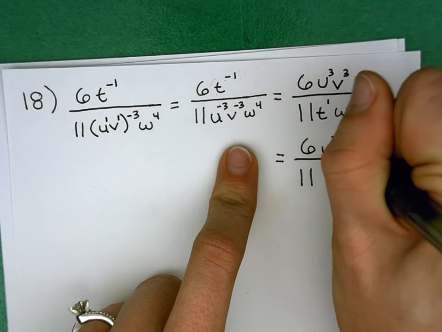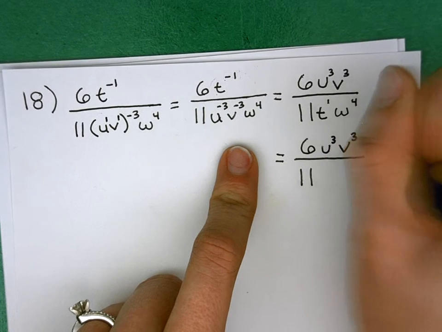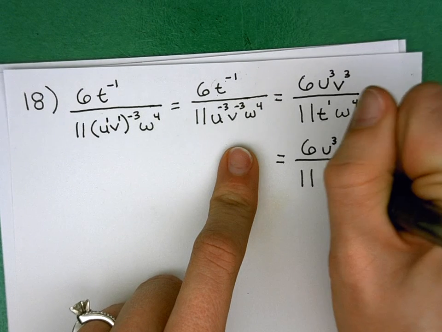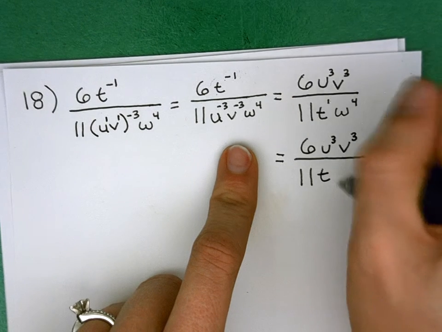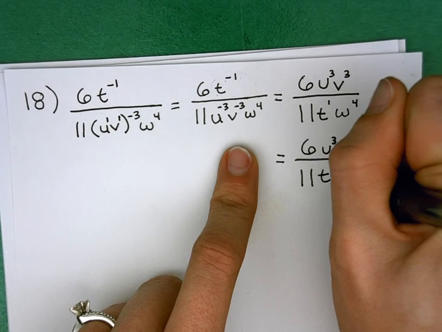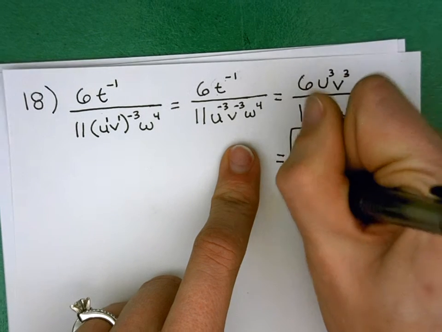There are no other u's, so this is going to stay u cubed. There are no other v's, it's going to stay v cubed. This t, I'm going to go ahead and write it just as t, because it's the same thing as t to the first. And then there are no other w's, so this is going to stay w to the 4th. And there is our answer.